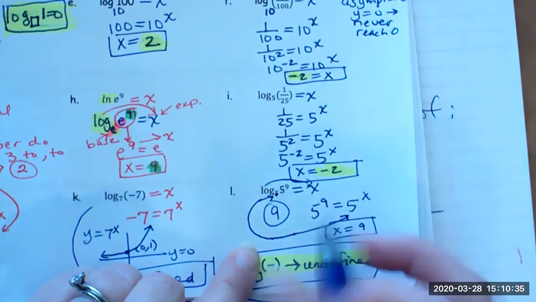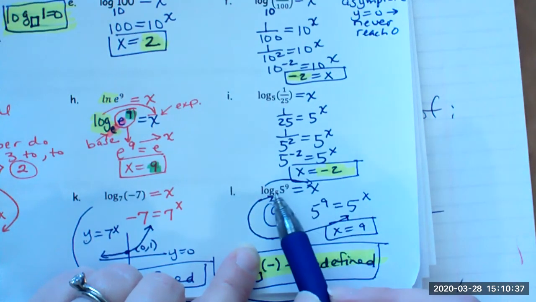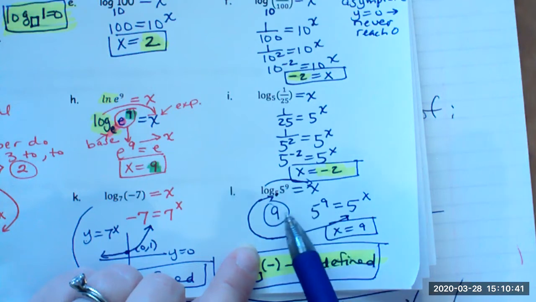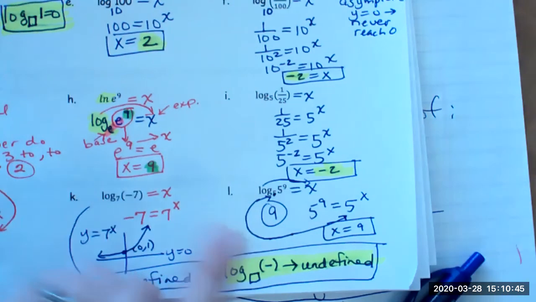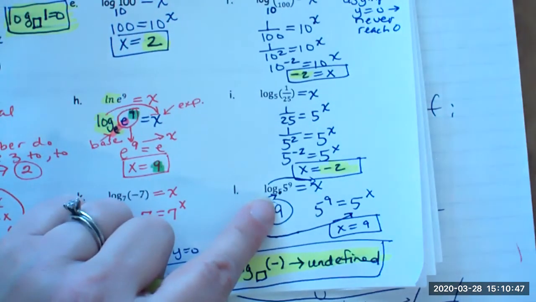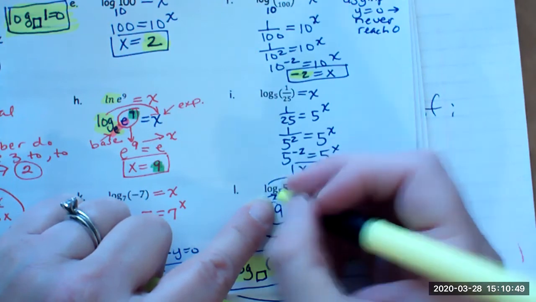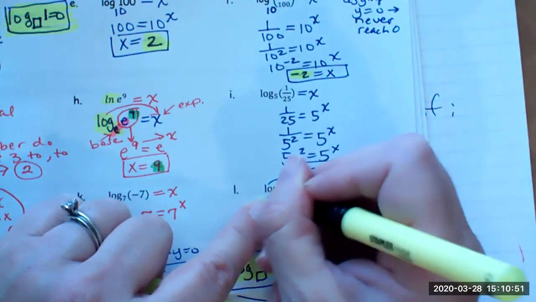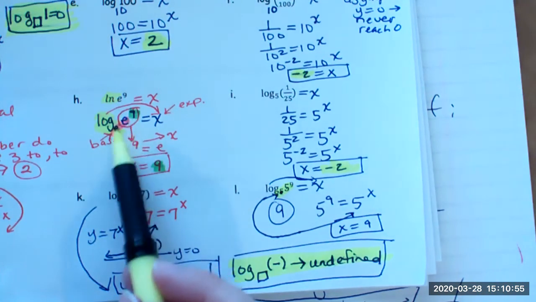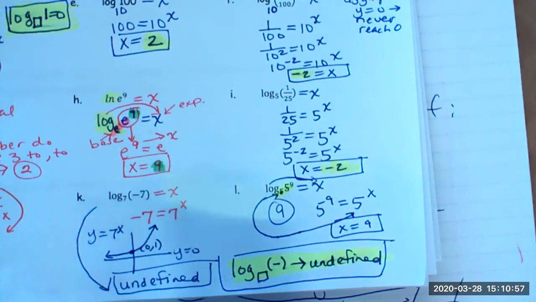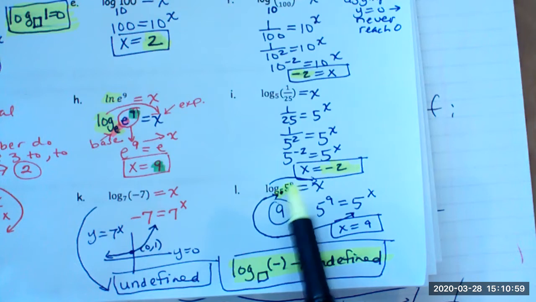But again, mental math tells you, what number do you have to raise 5 to get 5 to the 9th? Obviously 9. So again, it goes back to that rule we were talking about: if the base of the log matches the base of a power, just like up here in part H, where the base e's matched, so the answer was 9. Here the bases of 5 matched, so the answer is 9.